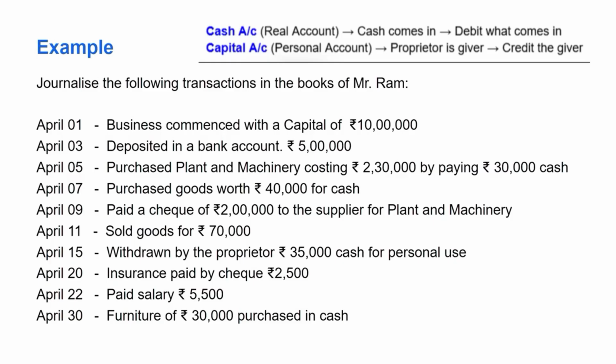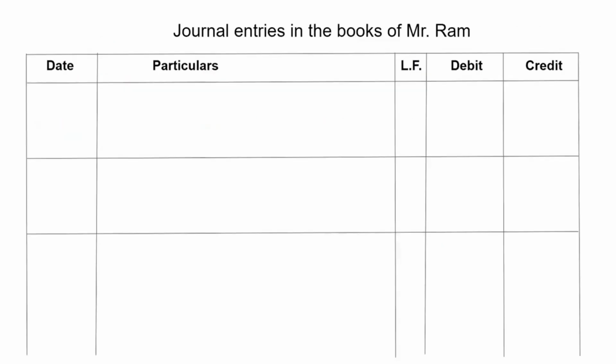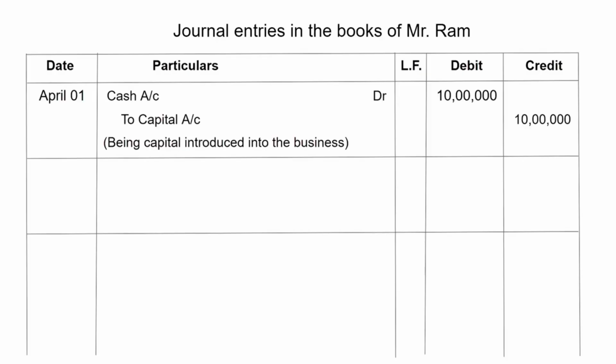So debit what comes in. And the other account is capital account. Capital account is personal account and the proprietor is giver. So credit the giver. So we record it as, this is the format. Journal entries in the books of Mr. Ram. Date, particulars, ledger folio, debit and credit. And we record it as on 1st April, cash account debit 10 lakh rupees to capital account 10 lakh rupees. And the narration is being capital introduced into the business.